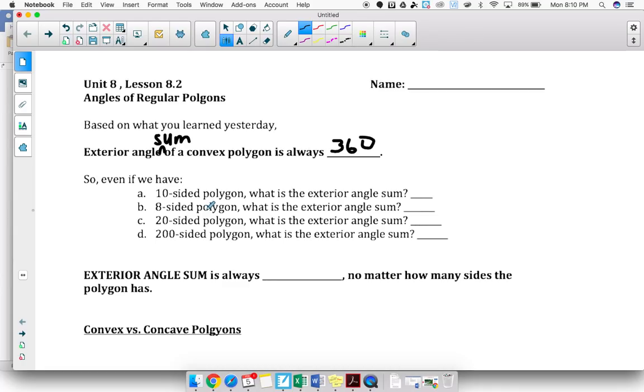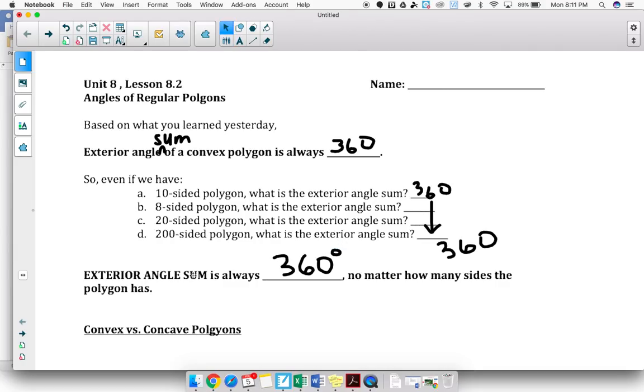And you'll notice it doesn't depend upon the number of sides. So even if we have 10 sides, 360. If you have 8 sides, 20 sides, 200 sides, it doesn't matter. Always going to add up to 360 as long as we have what's called a convex polygon. And we'll talk about that down here in just a minute. So basically 360 is the magic number to remember when dealing with exterior angles.